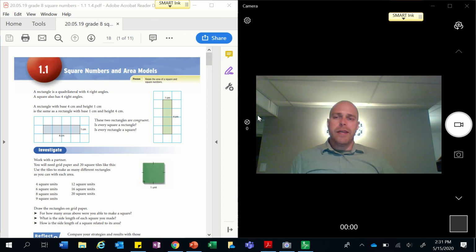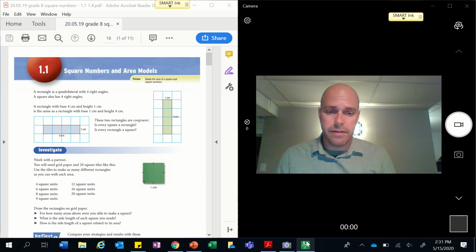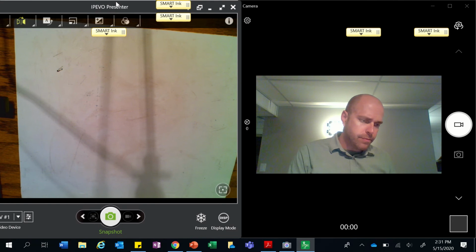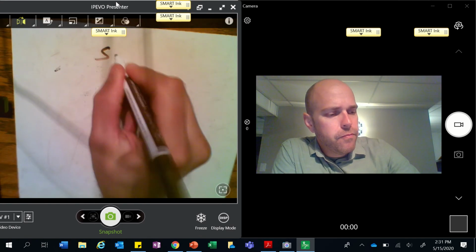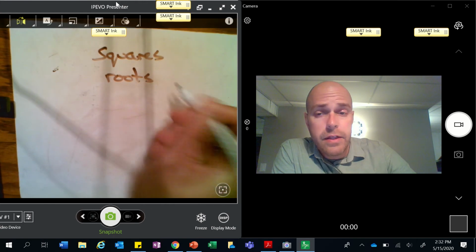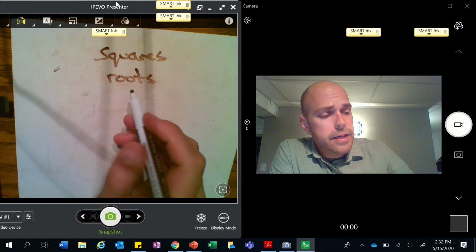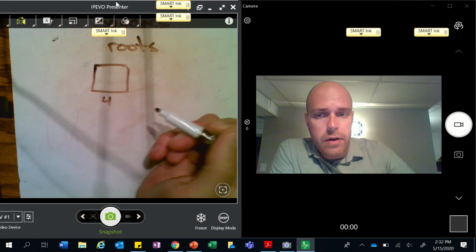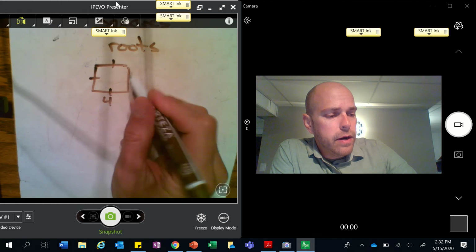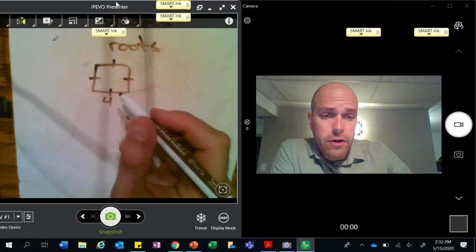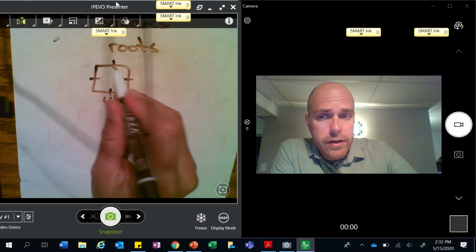So square numbers and area models. Let's go first to a basic lesson here on what is a square number. So, squares and roots. This is one of those concepts where it's complicated at first, and then when you get it, you've got it. So let's take a look at what these are. First, if we have a square and it measures 4 on one side, we know that a square means all sides are equal. So 4 squared means that the root of this square is 4.